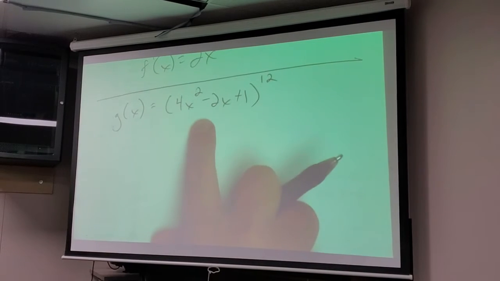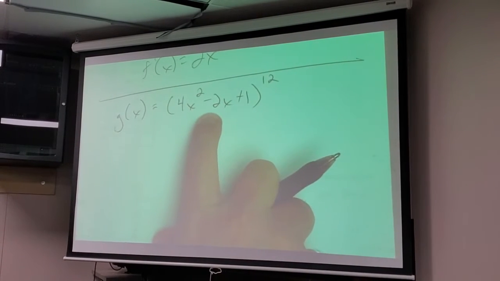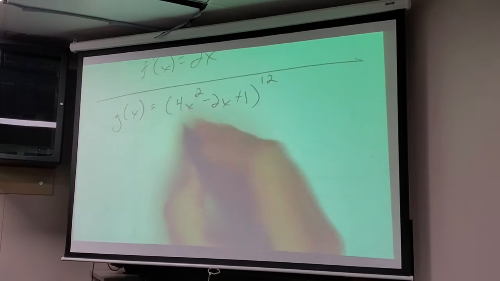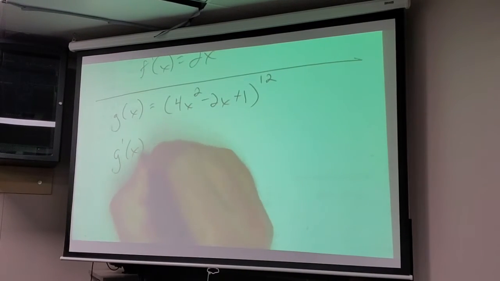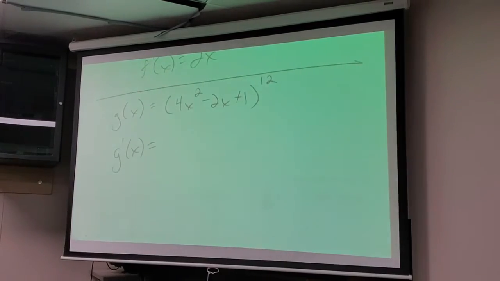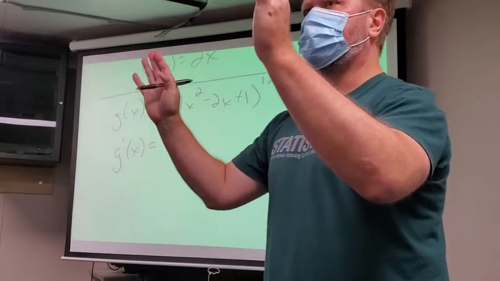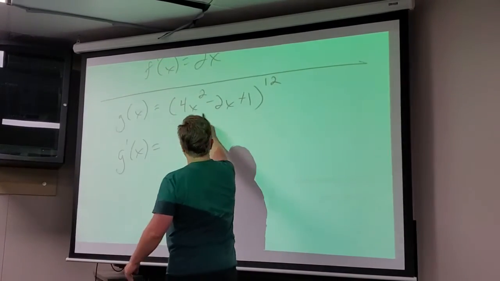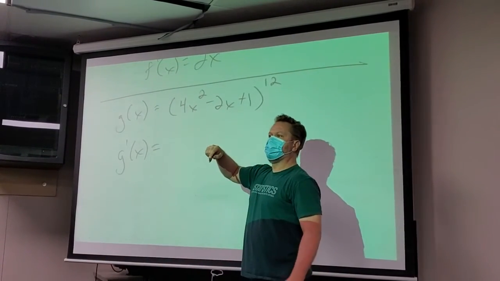So they would never give you this problem before we got to this section. This is horrendous if you had to do it the old way. But what's the new way? What's going to happen now? What's the outside function? Let me start with this. What's the inside function, obviously? Yeah, this polynomial. So the outside function is the 12th power.